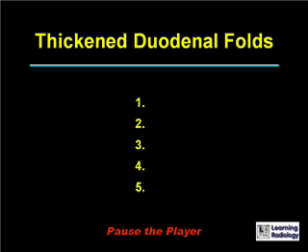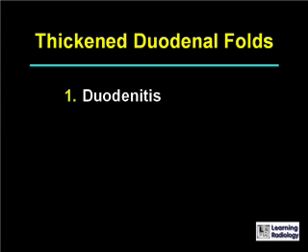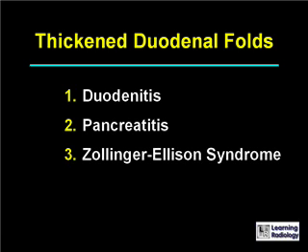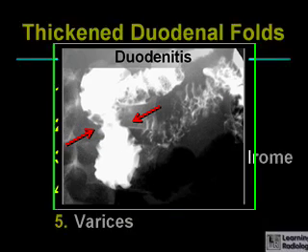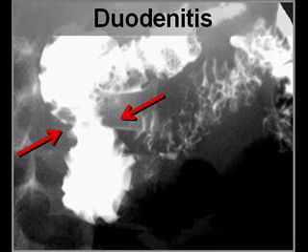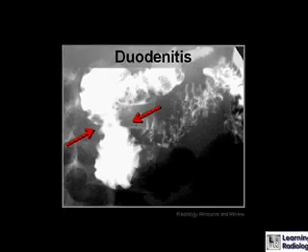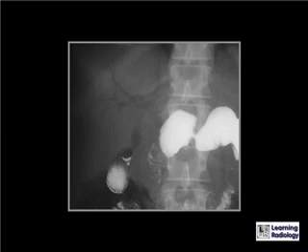The differential is thickened duodenal folds. There are 5 causes listed. The 5 causes of thickened duodenal folds are duodenitis, pancreatitis, Zollinger-Ellison syndrome, lymphoma, and varices. This is the next differential diagnosis.